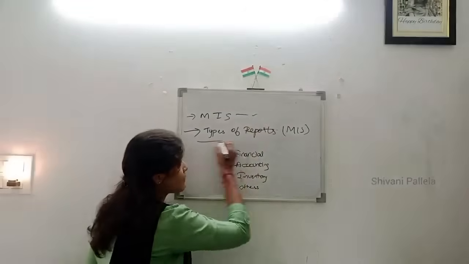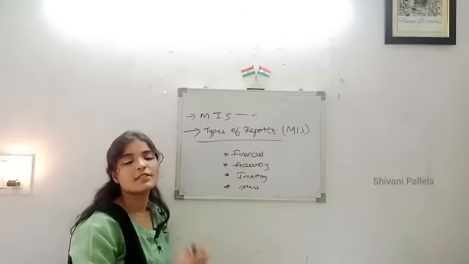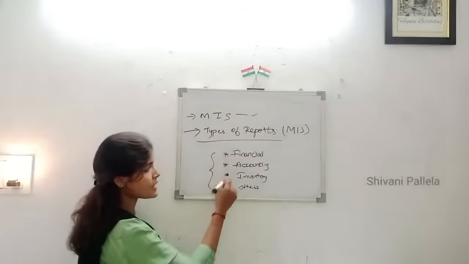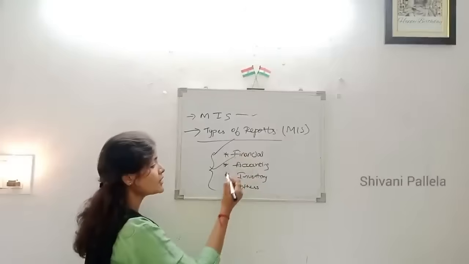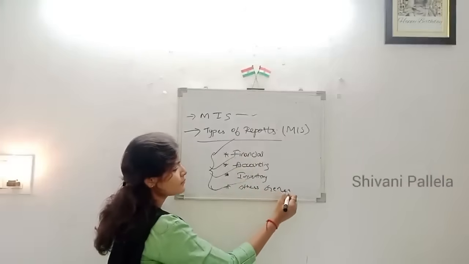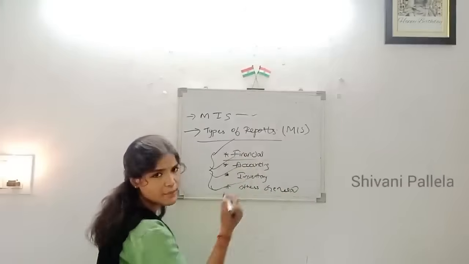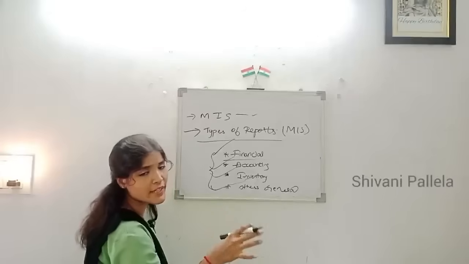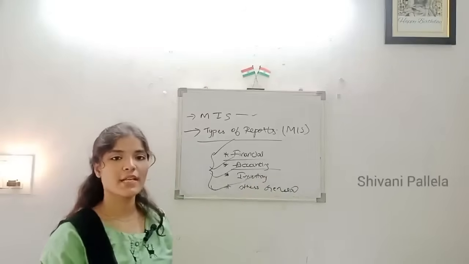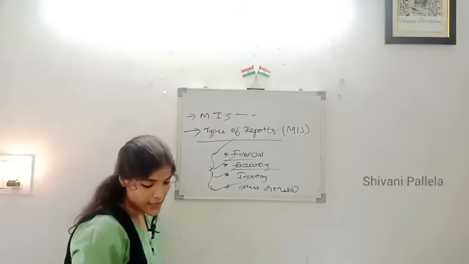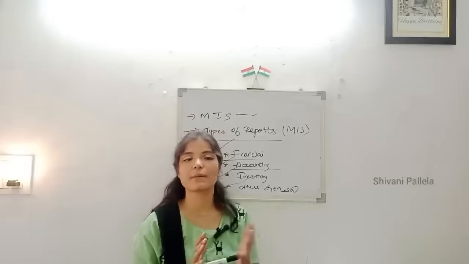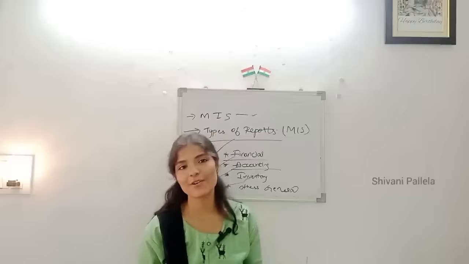Coming back to the types of MIS reports, this is another important question. In that you will have 4 types: financial reports, accounting reports, inventory reports, and other general reports. For the financial reports, what type of financial reports, accounting, if you learn that answer, that is more than enough for this unit. Okay, so this is all about the Tally preparation and paper presentation in the examination hall.